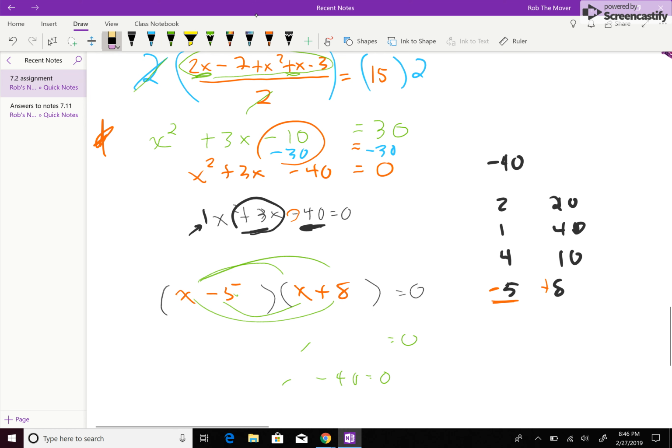I'm going to go ahead and erase this. Okay. No need to have all that. Now, we had this as the factors. What do we do from here?